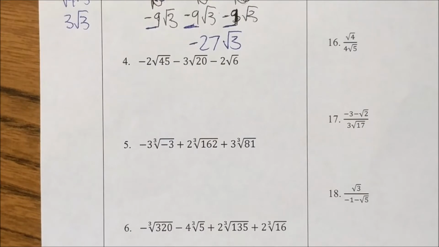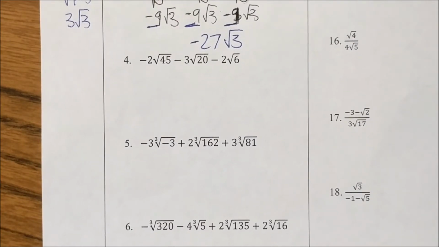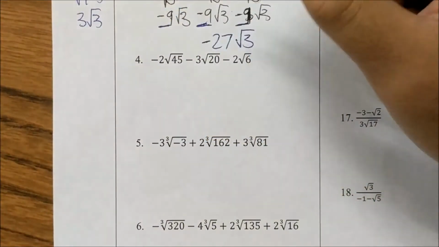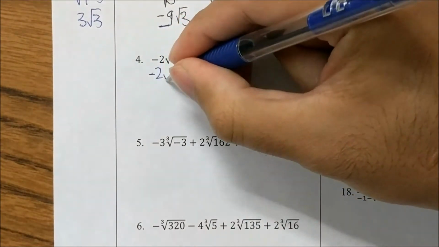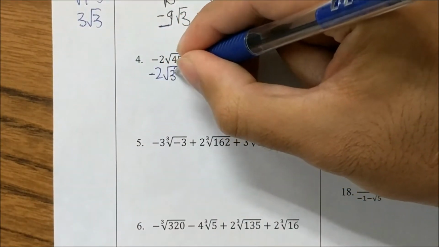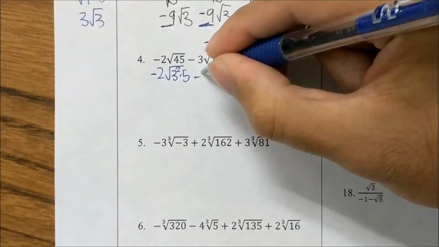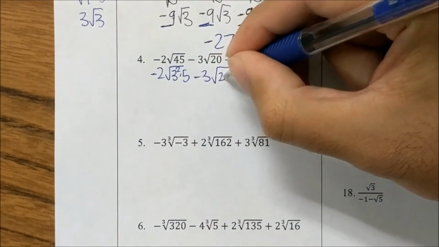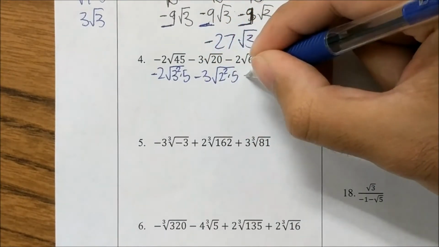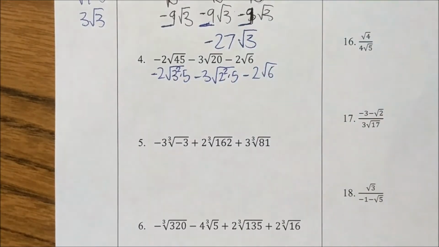Okay, so let's simplify the radicals first. So radical 45 can be rewritten as 3 squared times 5. Radical 20 can be rewritten as 2 squared times 5. And radical 6 we can't really split up into anything useful.